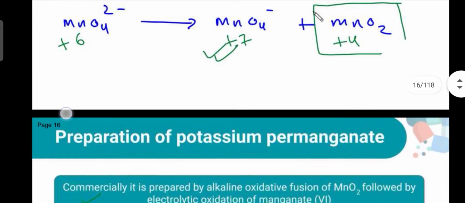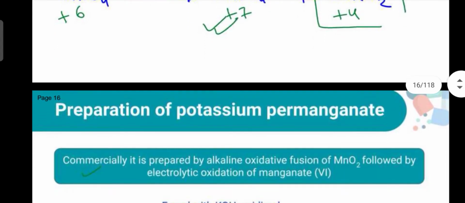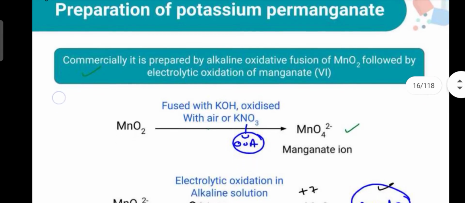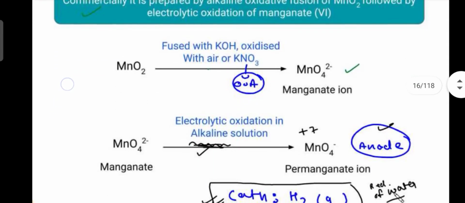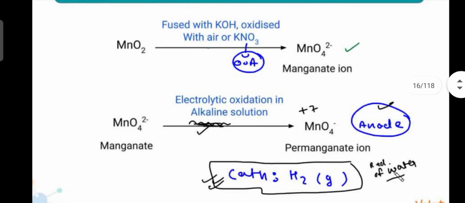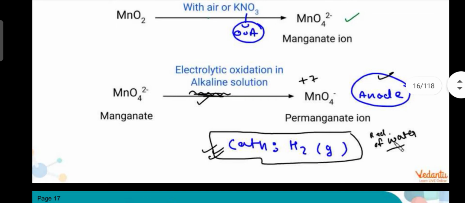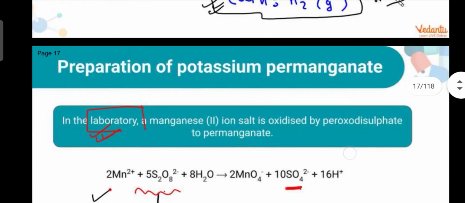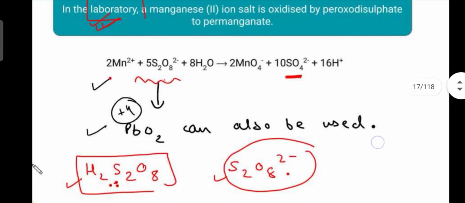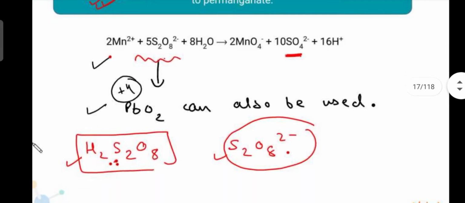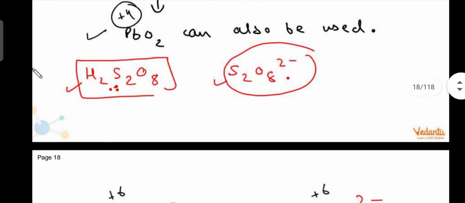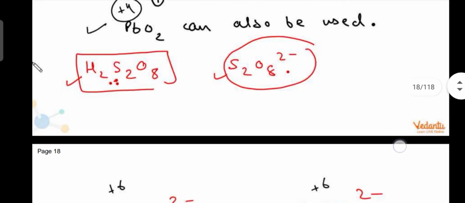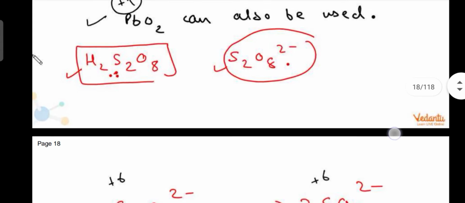So we are going to study permanganate in more detail. Preparation of potassium permanganate: from MnO2 we will get manganate ion, and then by electrolytic oxidation in alkaline medium we will get permanganate. At the cathode we have H2 gas. This is how we will get permanganate. This is the preparation, and this is H2S2O8, which we also studied before. We will again study this in the p block in detail.